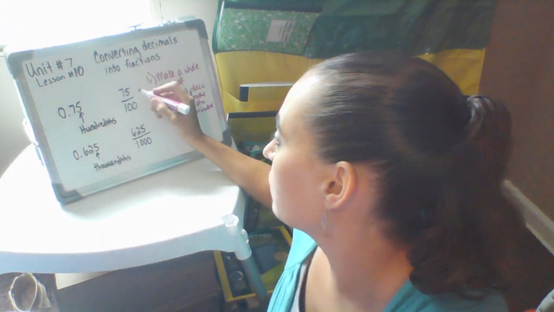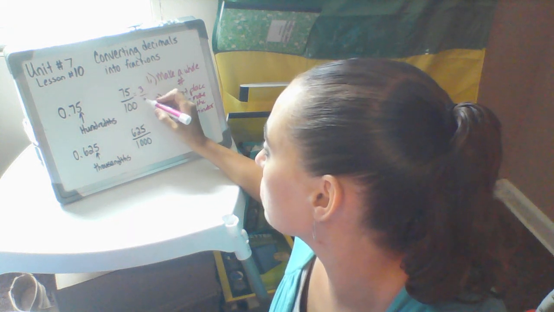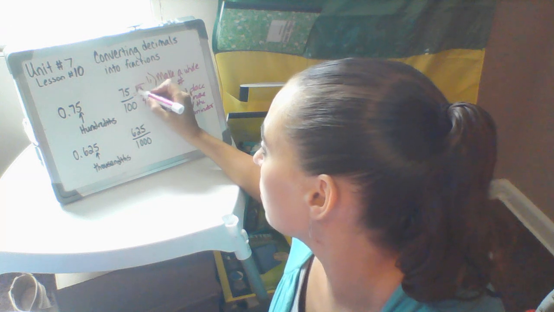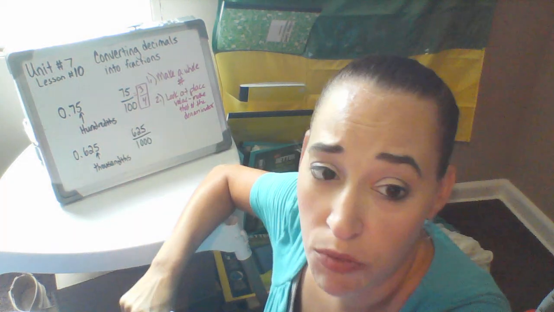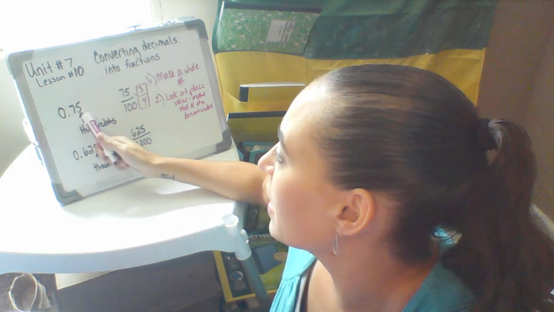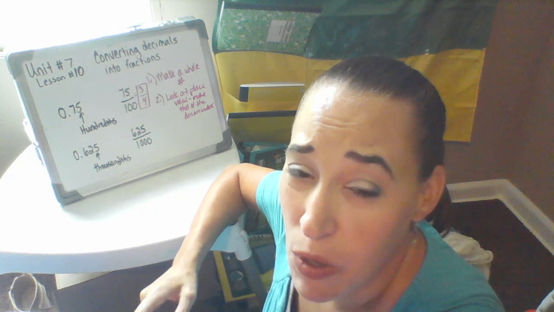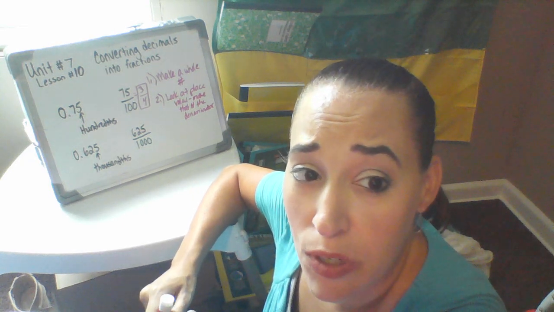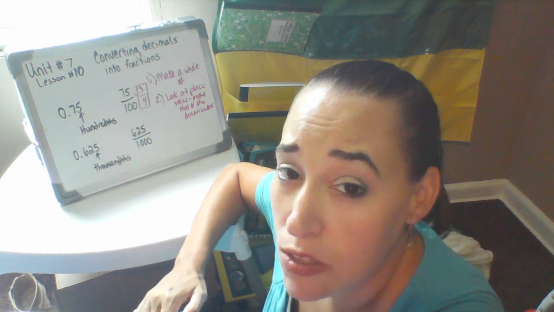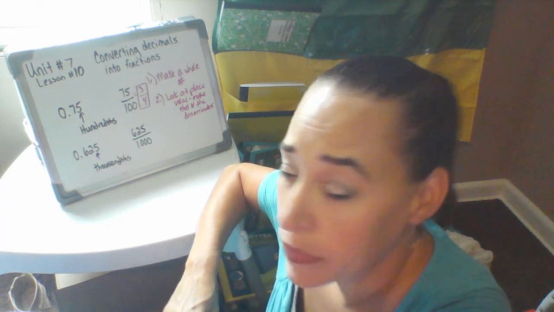25 goes into 75 3 times. 25 goes into 100 4 times. So the final answer would be 3/4. Okay. So 0.75 as a fraction is 3/4. On every exam, you have to simplify. So if you gave me 75 over 100, you would get points taken off for that. You would need the simplified fraction.